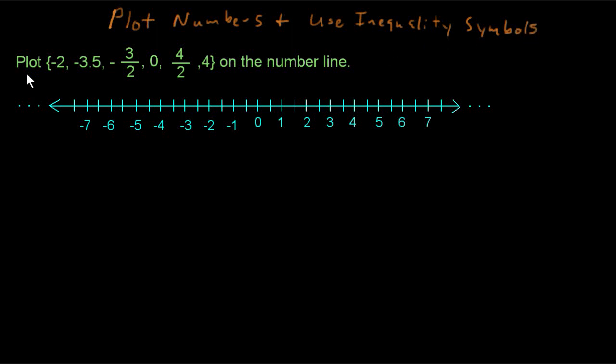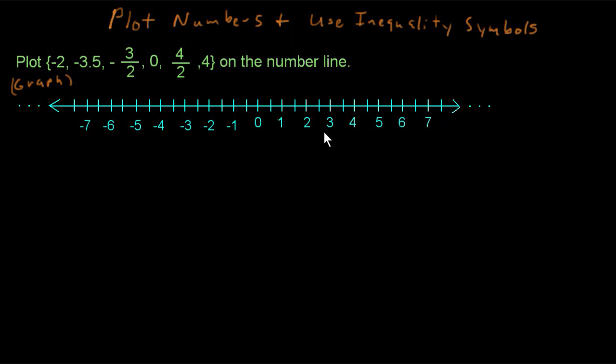Anytime we see the word plot, we may substitute in its place the word graph. So you may be asked to graph some numbers on a number line. It means the same thing as plot. And we have -2, -3/5, -3/2, 0, 4/2, and 4 to plot on the number line. And here you see a number line.